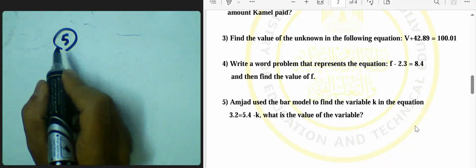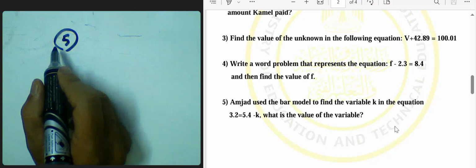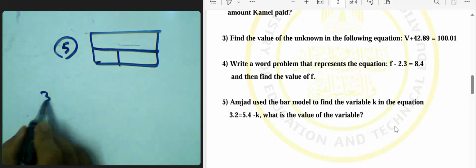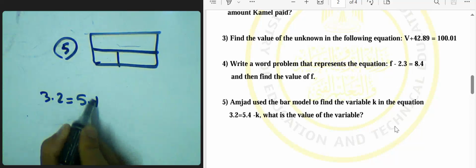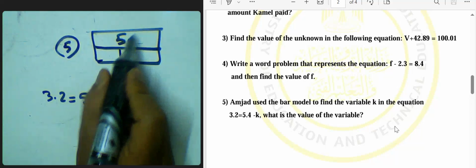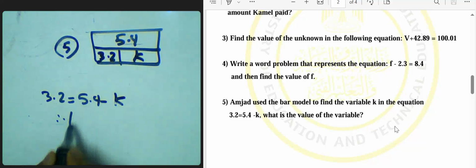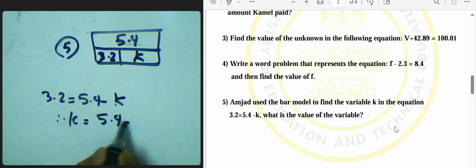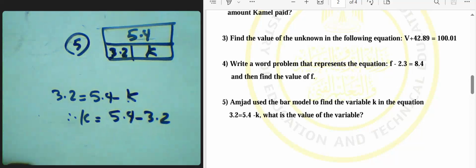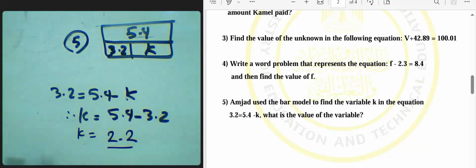Next, question number 5. Amjad used a bar model to find k in the example. We have a bar model here. We have 3.2 and k equal to 5.4. Be careful, my dear: the number before the minus is always written here on top, the big number is written above, 3.2 and here k. Then the value of k equals the difference between two numbers, 5.4 subtracted by 3.2. Then 4 minus 2 equals 2, 5 minus 3 equals 2, then the result will be 2.2.